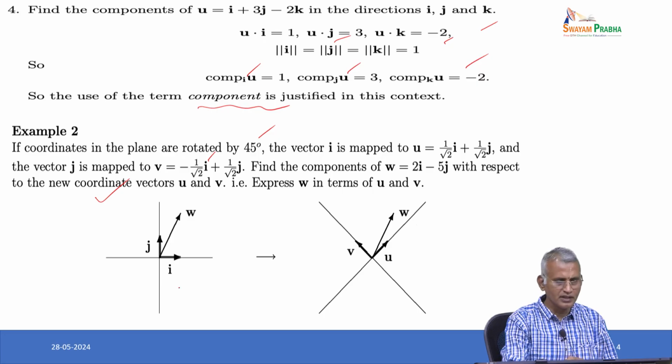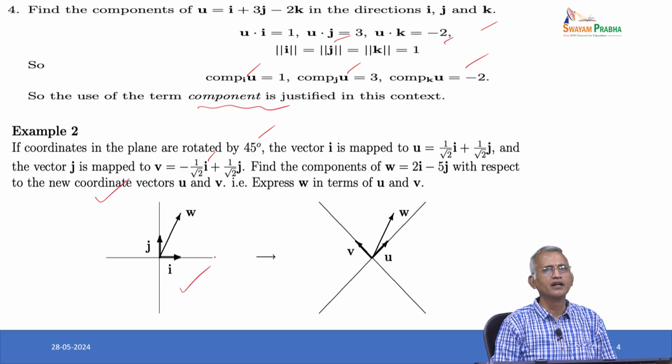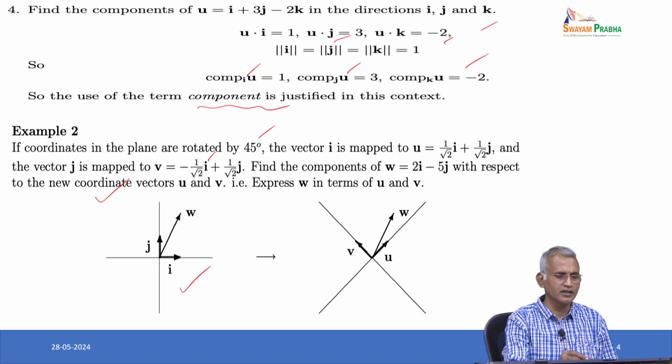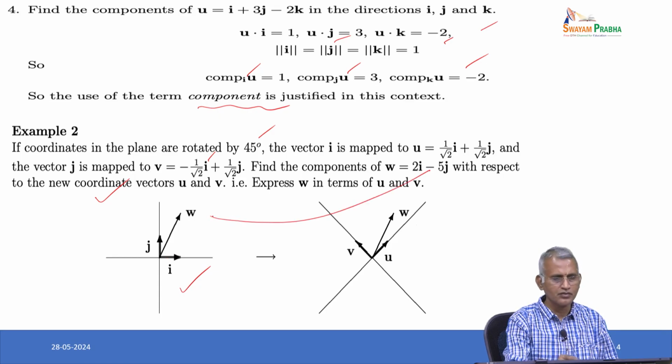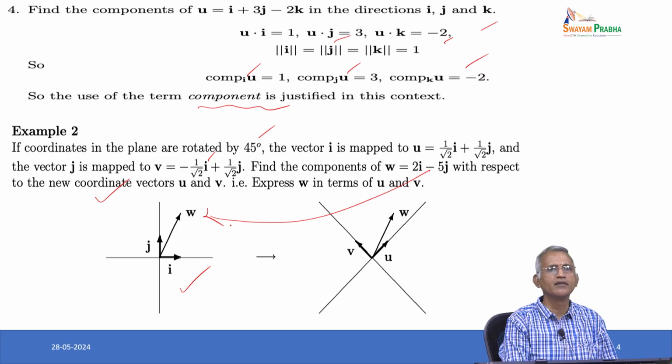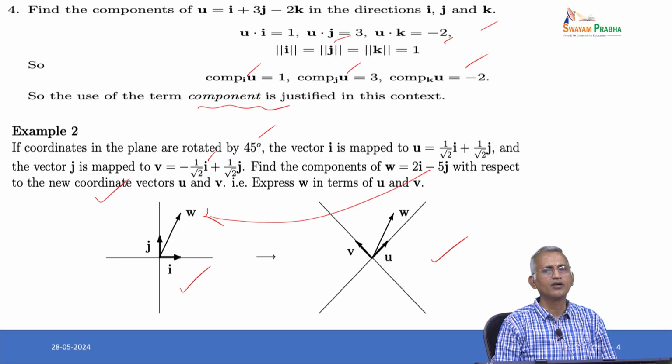So this is the meaning of 45 degrees: 90 degrees converted to 45 degrees. Then we have the vector w equal to 2i minus 5j, and v equal to minus 1 by root 2 i plus 1 by root 2 j, and u equal to 1 by root 2 i plus 1 by root 2 j. Then the component of the vector can be expressed, w in terms of u and v, like this. So this is the meaning of rotated by 45 degrees; the mapping is like this.